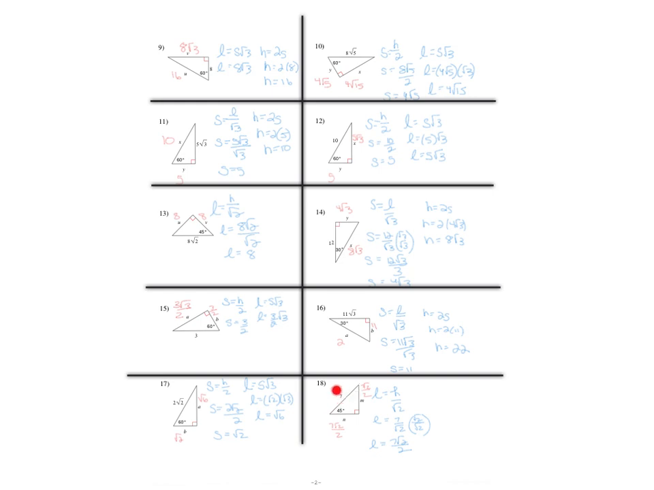And then number 18, we have a 45, 45. We are given the hypotenuse, so if we take the hypotenuse and divide it by the square root of 2, we then have to rationalize the denominator, and therefore each one of these legs are 7 times the square root of 2 divided by 2.